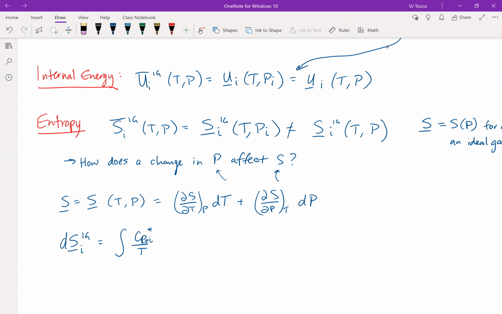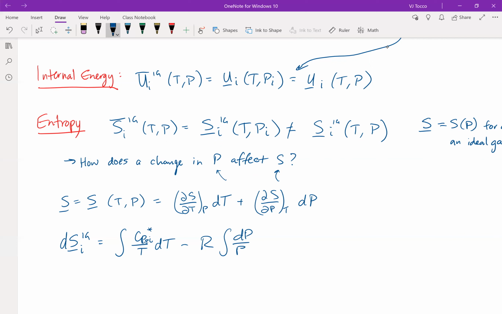So Cp, the constant pressure heat capacity, at a certain pressure. Remember, it is a function of pressure even though pressure is constant, dT, minus R integral of dP over P. So again, use your calculus tricks and see if you can get to this bottom equation by manipulating the equation above. And now I integrate this expression.